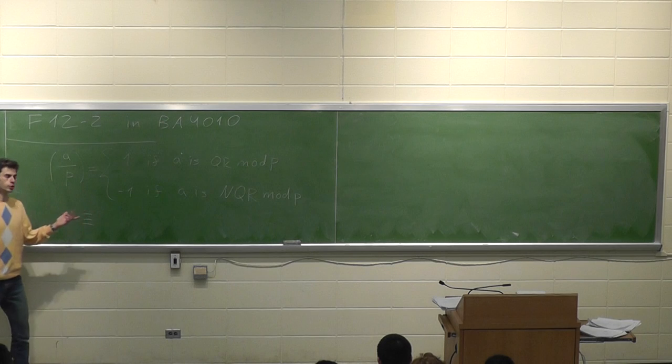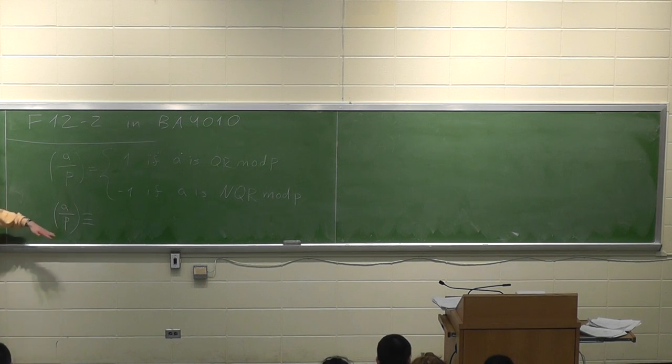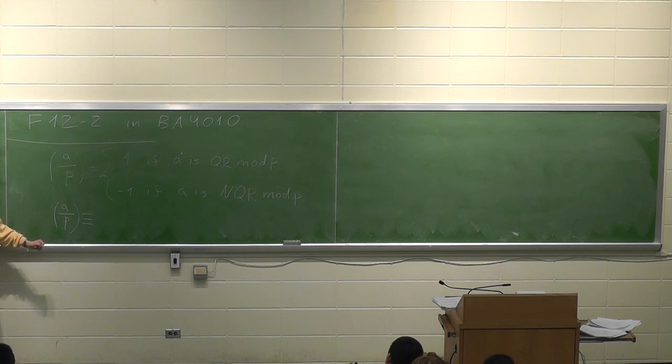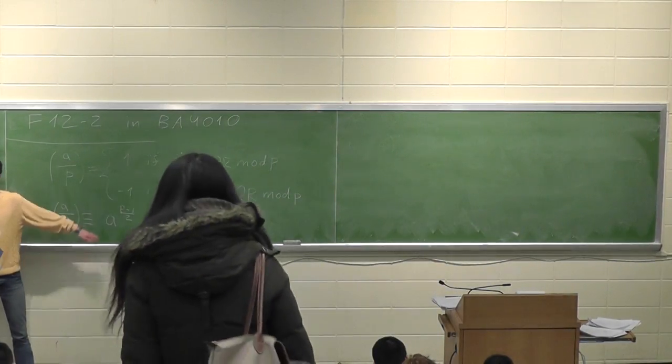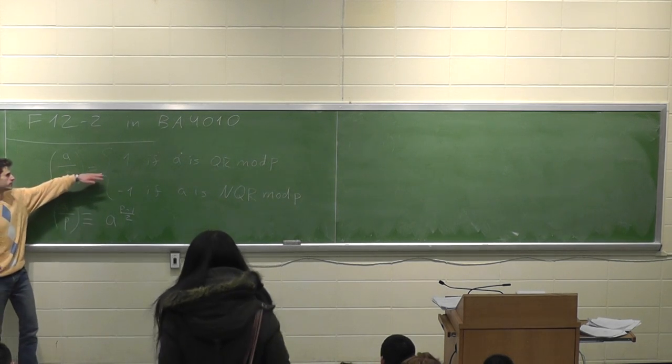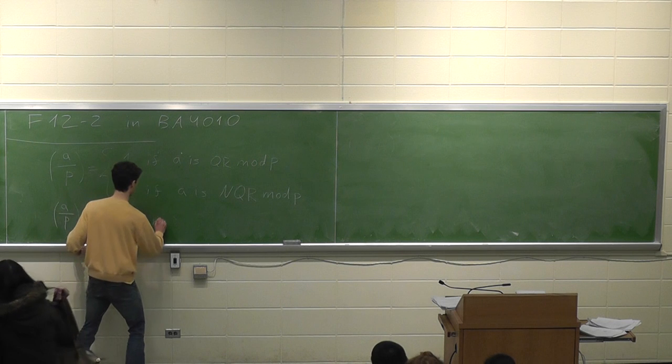And we got the result of Euler's criterion. How to actually compute whether a is a quadratic residue? One possible way is like this. Take a raised to the power of (p minus 1) divided by 2, and you get either 1 or minus 1. If you get 1, it is a quadratic residue. If you get minus 1, it's not a quadratic residue.